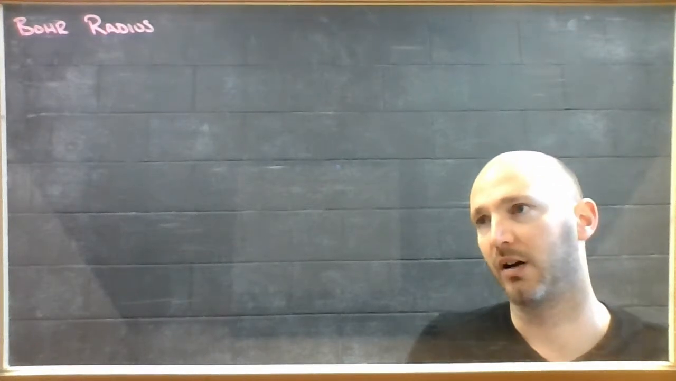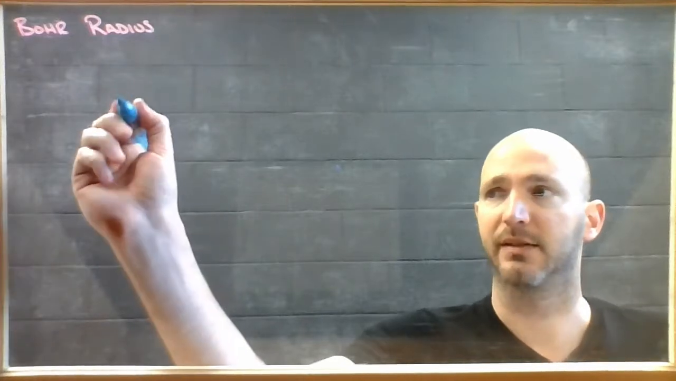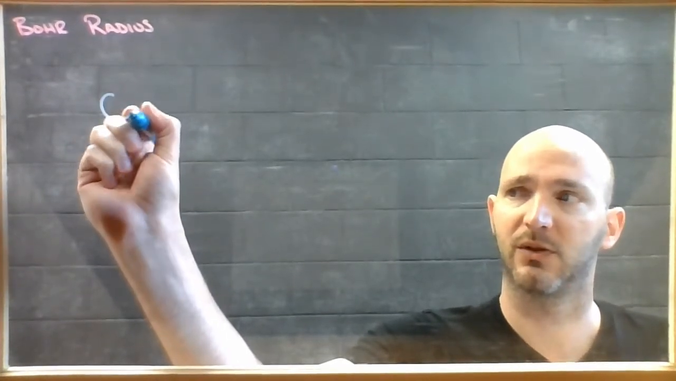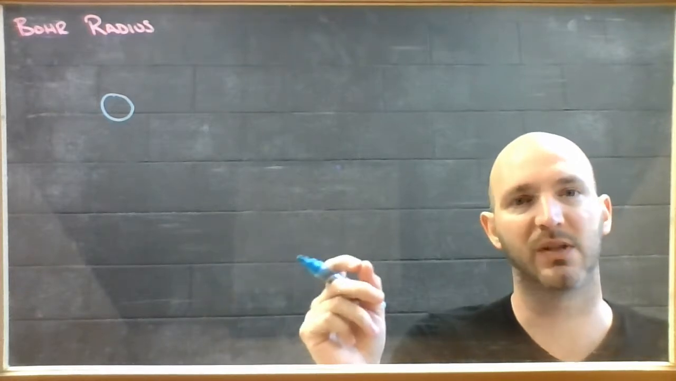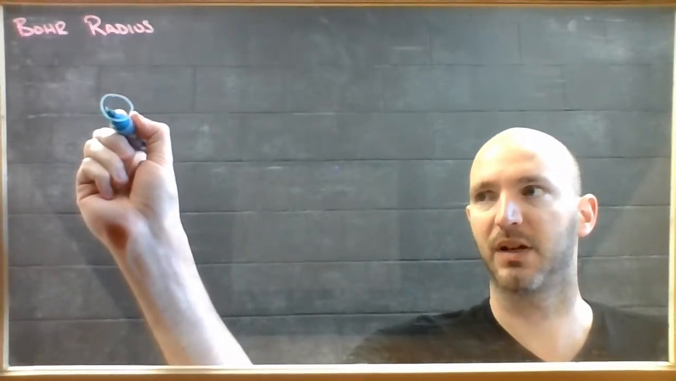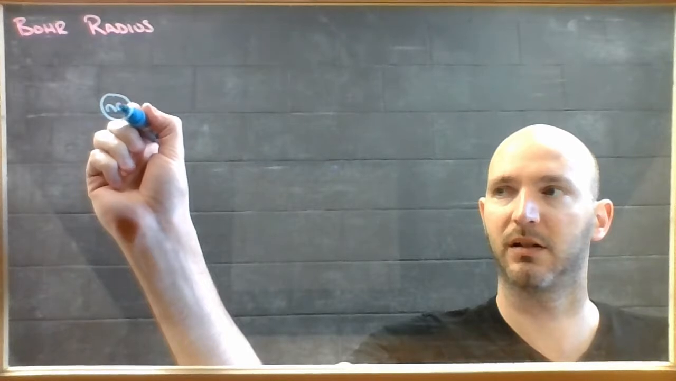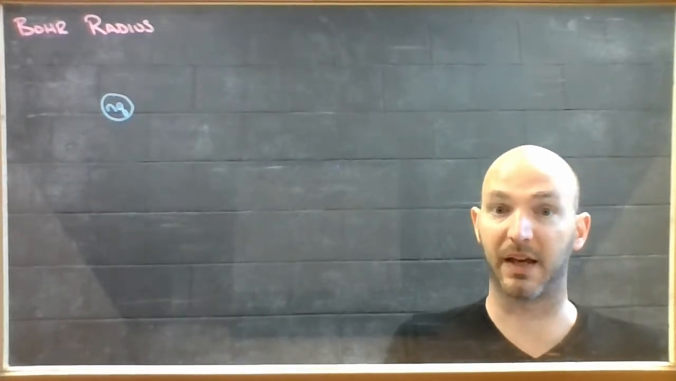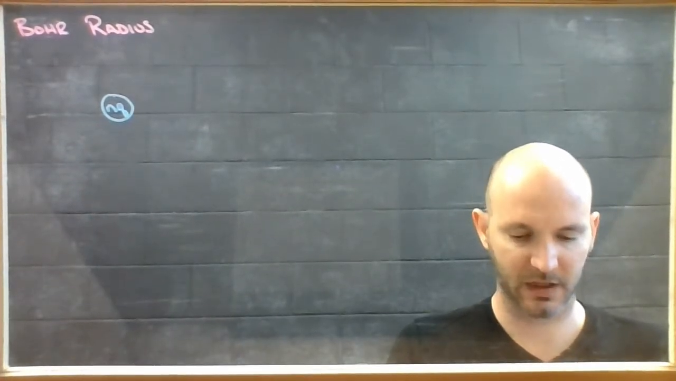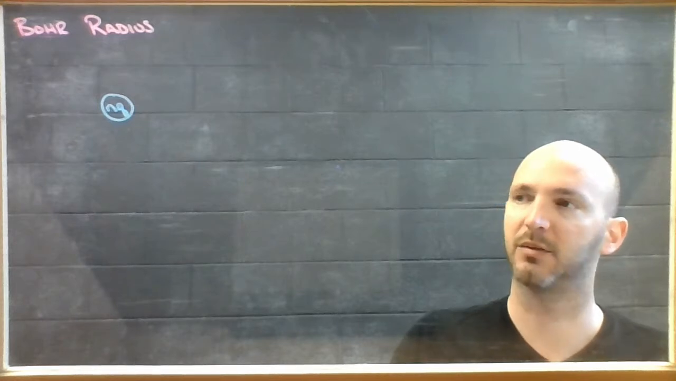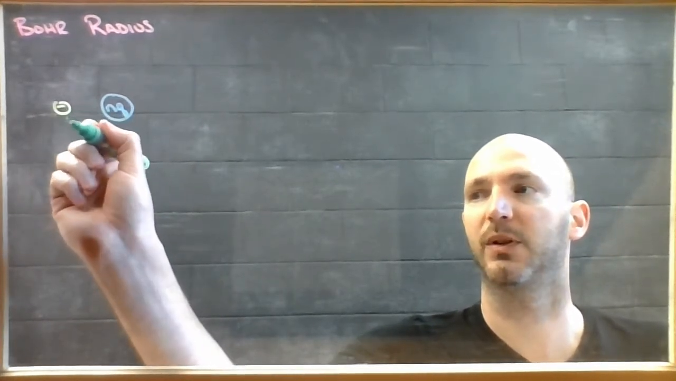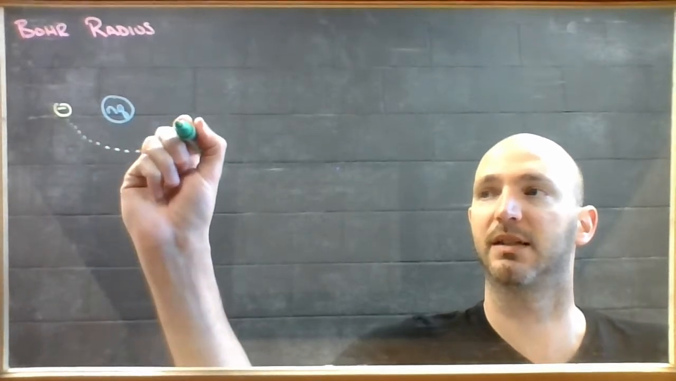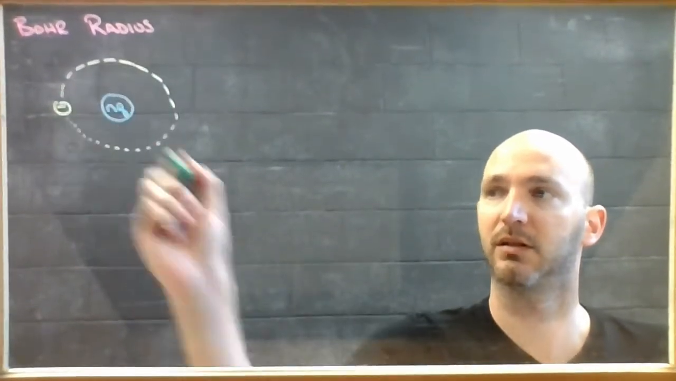So I'm going to draw for you a nucleus, and inside this nucleus there's going to be some number of protons. So I'm going to use an n for that. So there's some number in there of that basic charge. And then out here, I'm going to put an electron, and I'm going to assume that it is in some sort of orbit, like so.